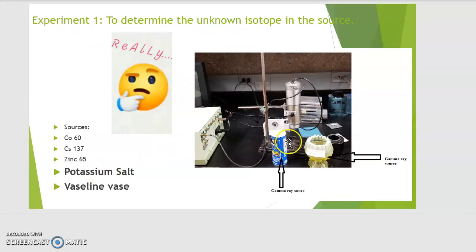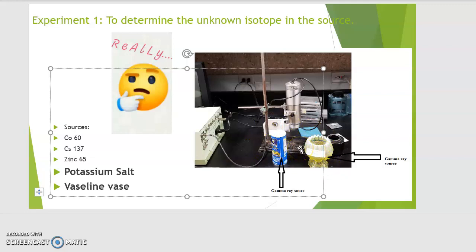And the gamma ray sources we use in this lab are cobalt 60, cesium 137, and zinc 63. These are the radioactive sources. And we also have this potassium light salt and this vase that we are interested in. Surprisingly, there is gamma ray emitted from them, but the good thing is it's very rare, and it doesn't harm us. So we're still safe here because it doesn't happen very often.